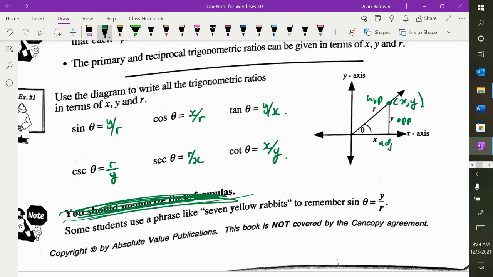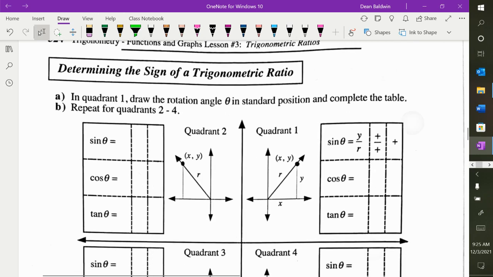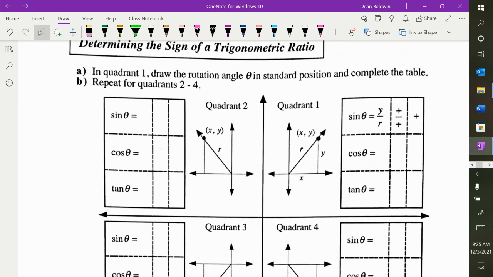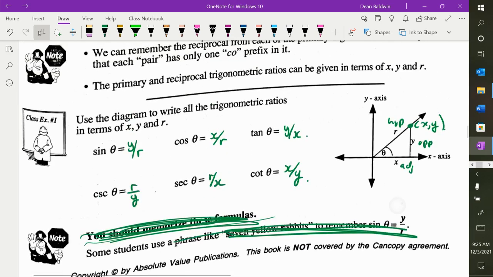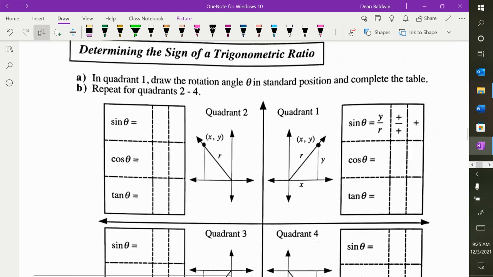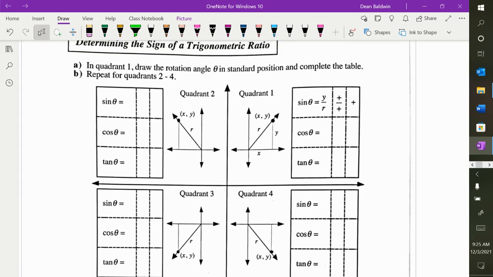Students like to use the phrase "7 yellow rabbits." No, don't do that. No, we're not doing that. Sine is equal to y over r. Sine is equal to 7 yellow rabbits? That would confuse me. If you like that, be my guest. I'm not telling you to remember it, unless you really want to.